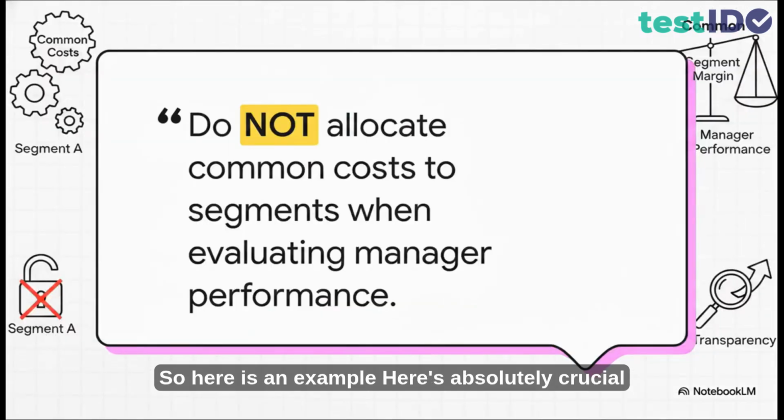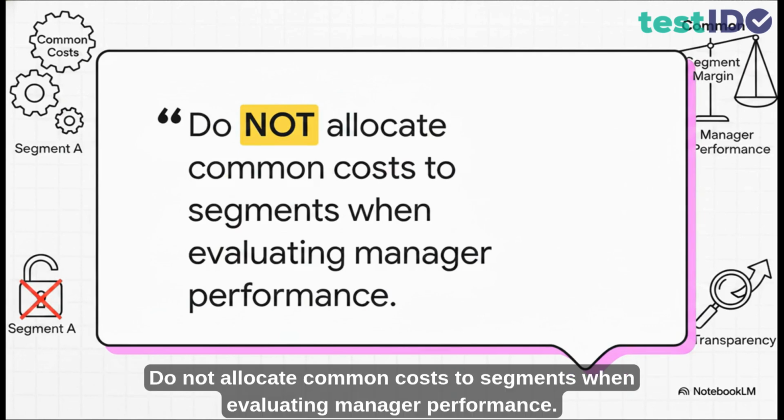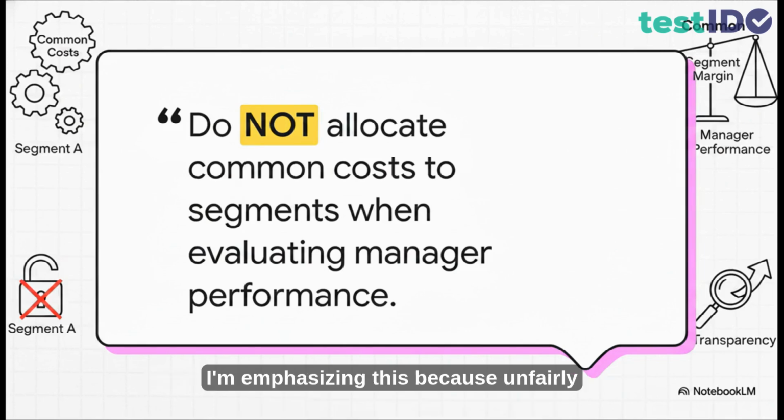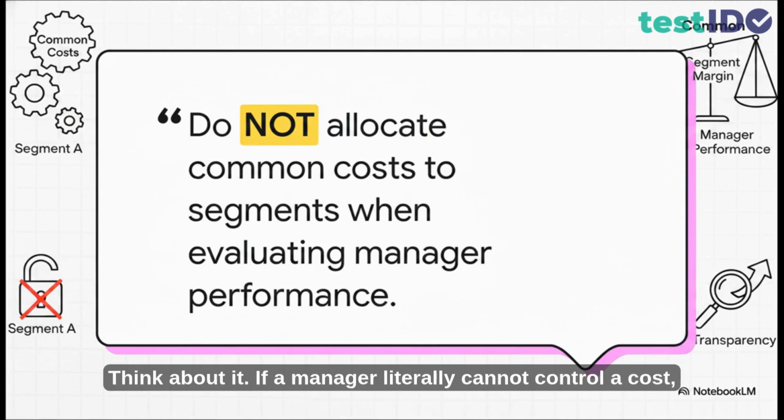So here is an absolutely crucial rule you've got to internalize right now. Write this down. Do not allocate common costs to segments when evaluating manager performance. I'm emphasizing this because unfairly allocating these common costs totally distorts the true segment margin. Think about it.